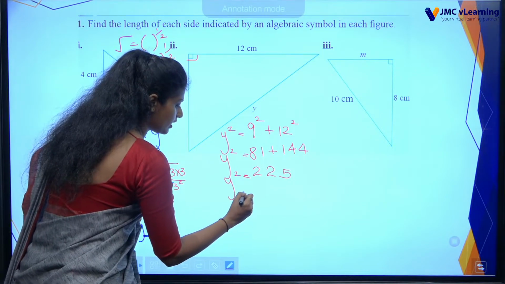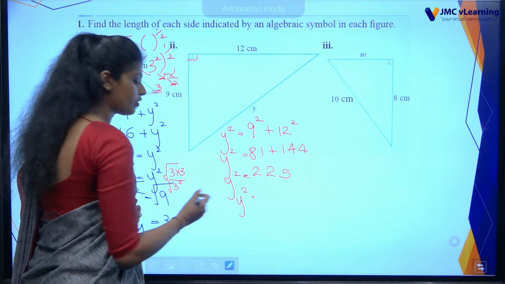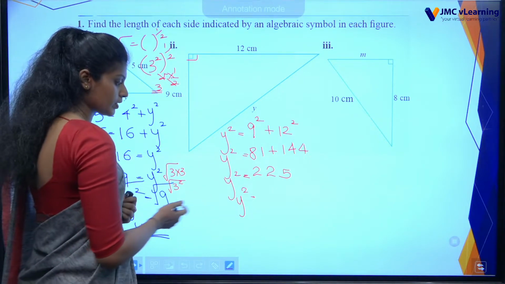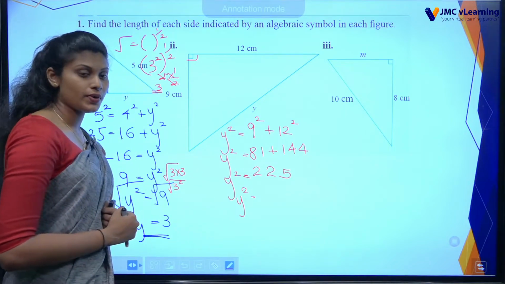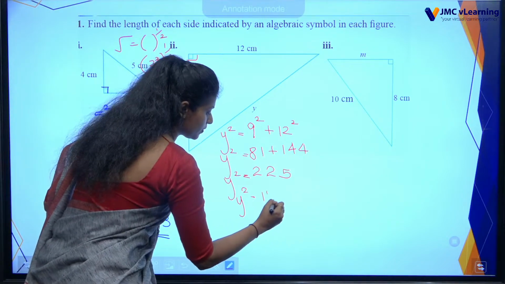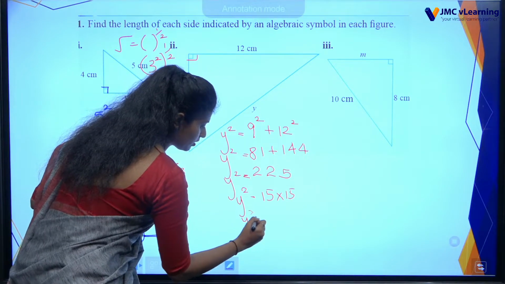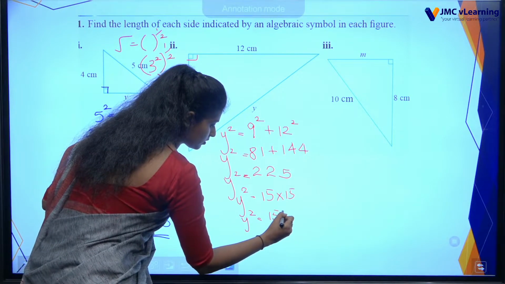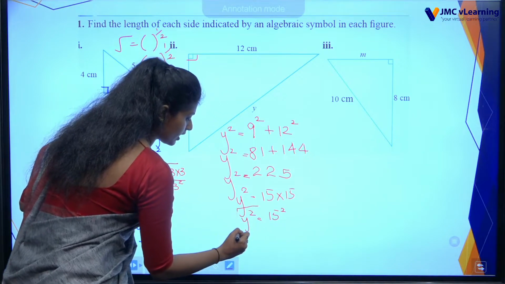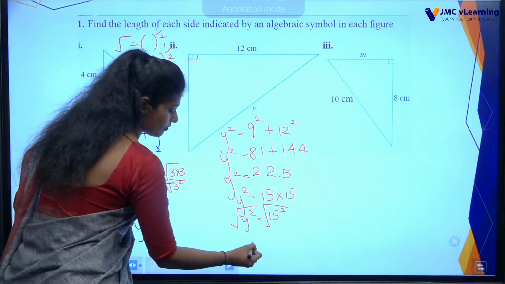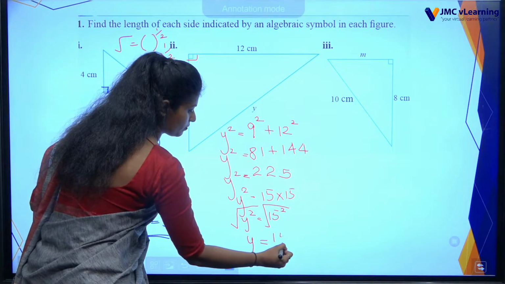To find the value of y, what do you have to do? You have to take the square root of this y squared. This 225 we can write as 15 into 15. That means 15 squared. To find the value of y, on both sides you have to put the square root. Then the y value is equal to 15.